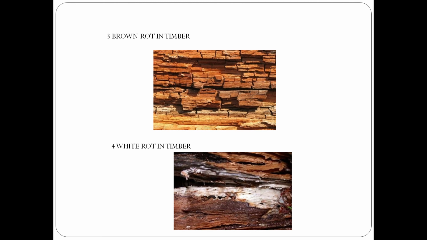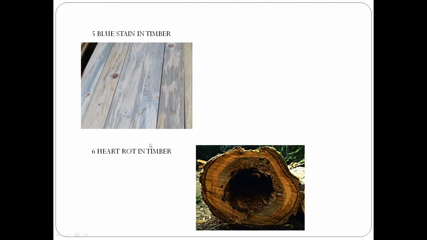Now white rot in timber. In white rot, some types of fungi attack the lignin of timber and leave the cellulose compounds. Hence the wood will turn white in color. This is called white rot in timber. Blue stain in timber. Blue stain is a defect caused by some kinds of fungi which makes the timber bluish.